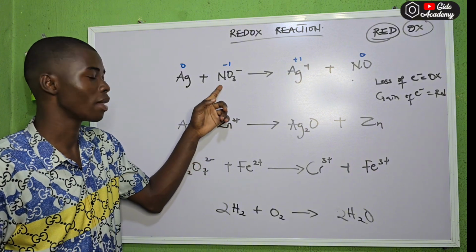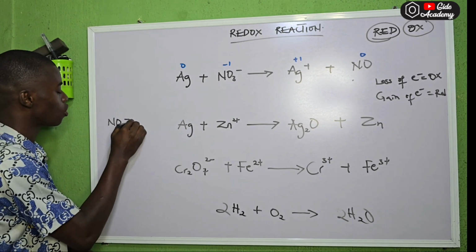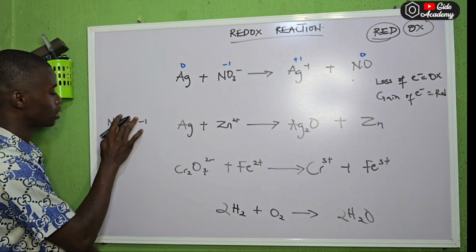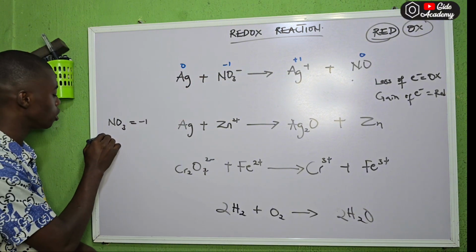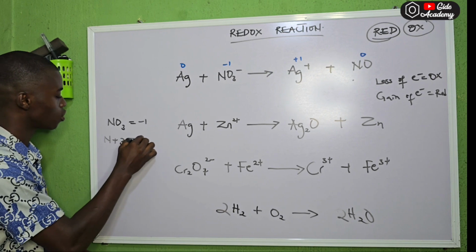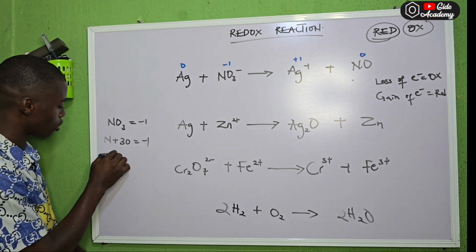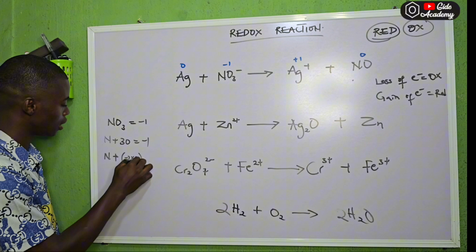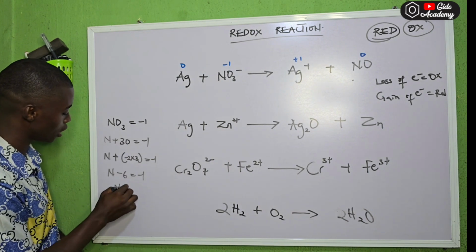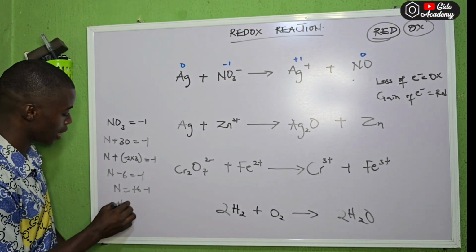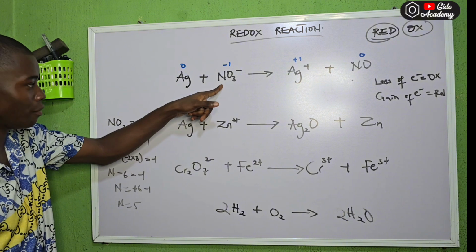But if someone should ask you, what is the oxidation number of nitrogen here? I told you already. We have NO3 minus is equal to -1, because of the radical. I've explained this in my video. N plus 3 oxygen is equal to -1. That is N plus (-2 times 3) is equal to -1. So N minus 6 is equal to -1, which means N is equal to +6 -1. Then N is equal to +5.